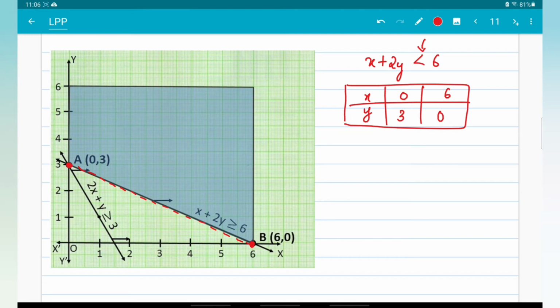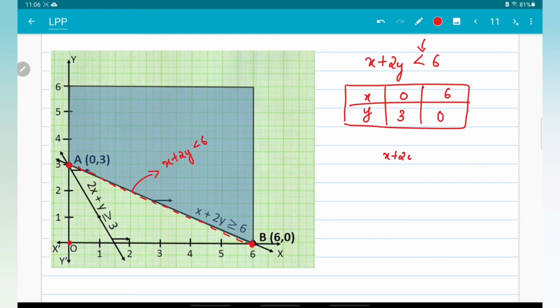Now I have drawn a dotted line, I've plotted the inequality, and this dotted line is the inequality x + 2y < 6. So this is my third inequality. Now I'm going to check for its feasible region. I'm going to take the value (0, 0) like I did in my previous cases, and check for the feasibility.